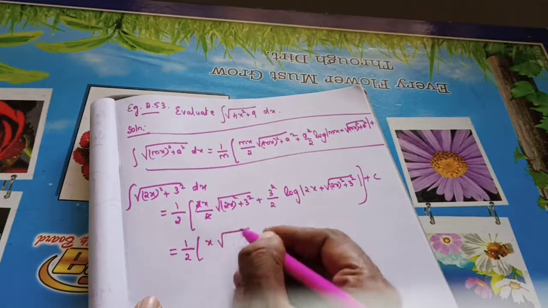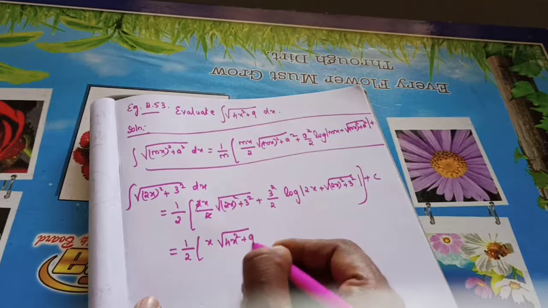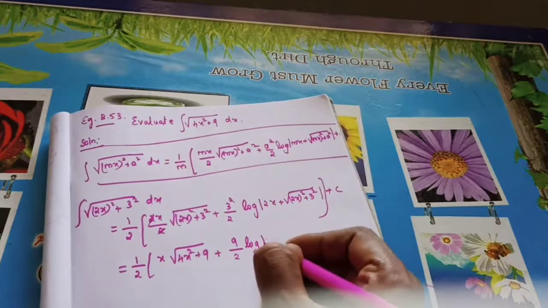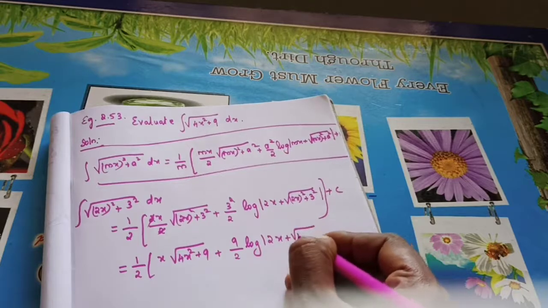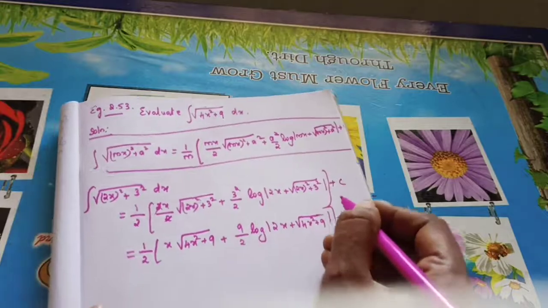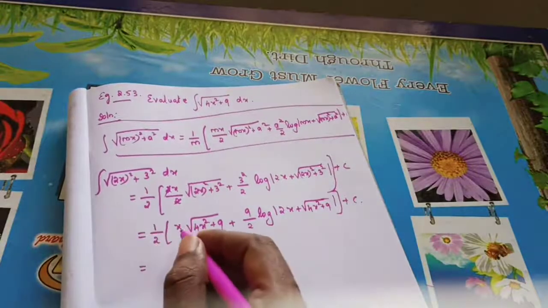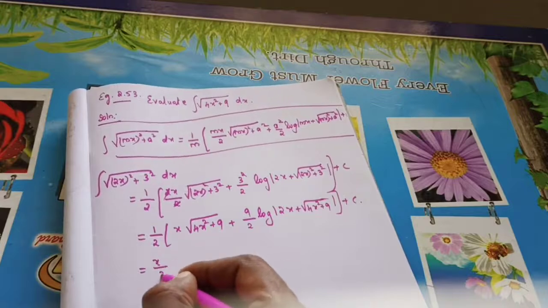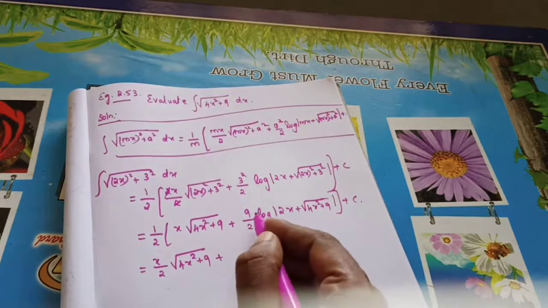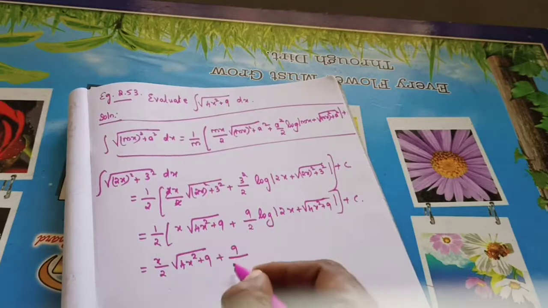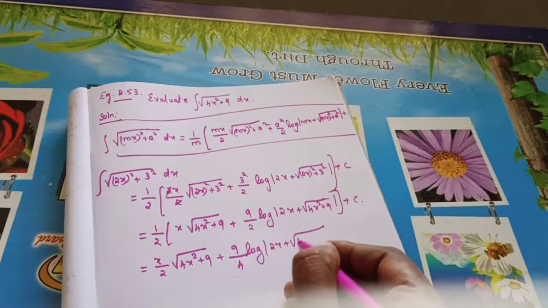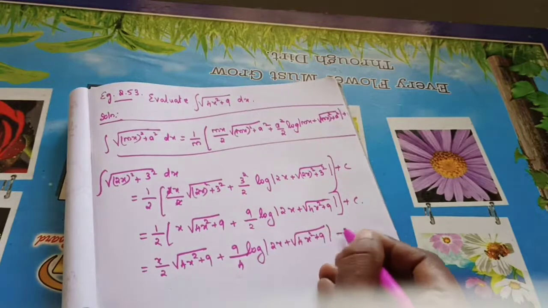So x into square root of 4x² + 9 by 2 log of modulus of 2x plus square root of 4x² + 9 mod close plus c. Okay, that's equal to, shall we multiply inside? So you will get x by 2 square root of 4x² + 9, and 9 by 2 into 2, 4 log of modulus of 2x plus square root of 4x² + 9 mod close plus c.